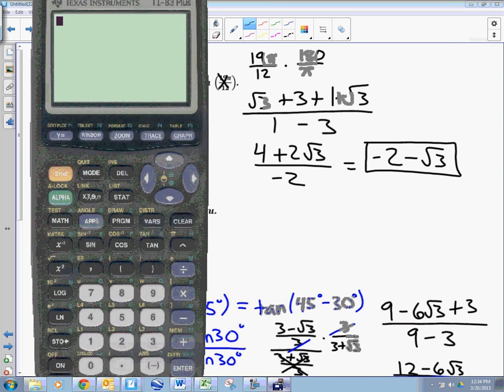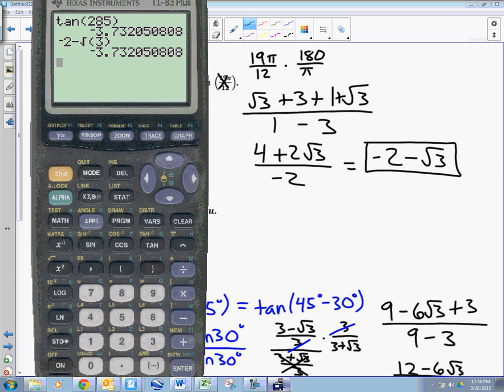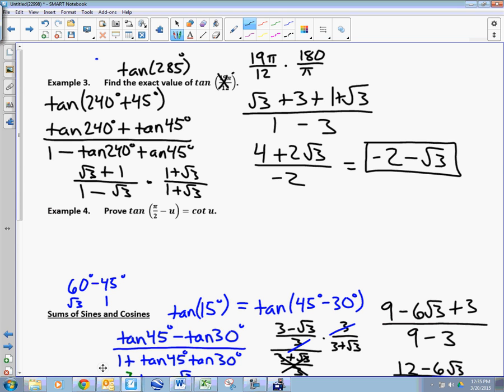If you actually tried that, I did the tangent of 285, I get that. If I did negative 2 minus the root of 3, I get the same thing. All right, one more part.